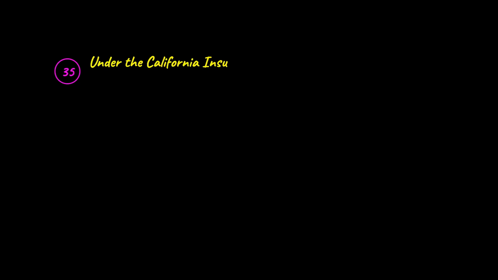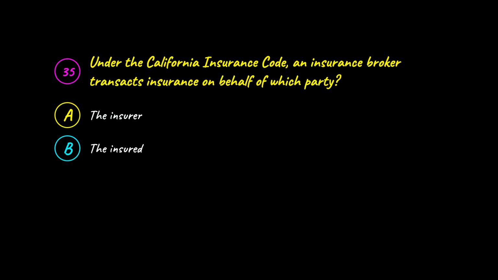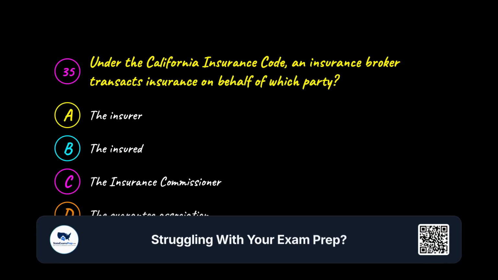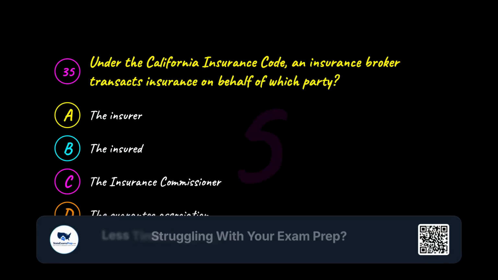Question 35. Under the California Insurance Code, an insurance broker transacts insurance on behalf of which party? Your options are A. The insurer, B. The insured, C. The insurance commissioner, D. The guarantee association. Before I reveal it, which one do you think is right?